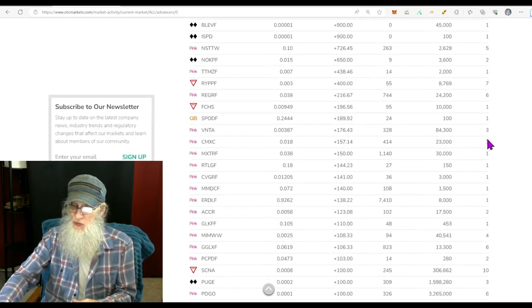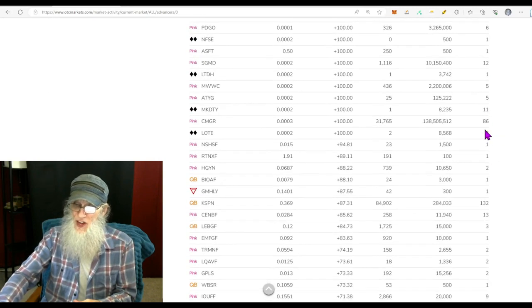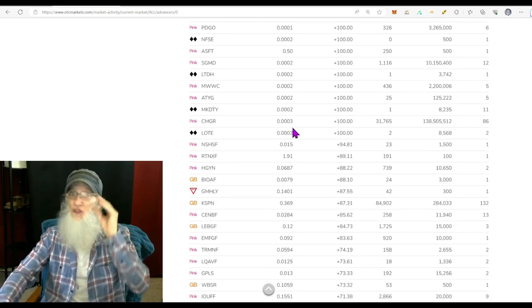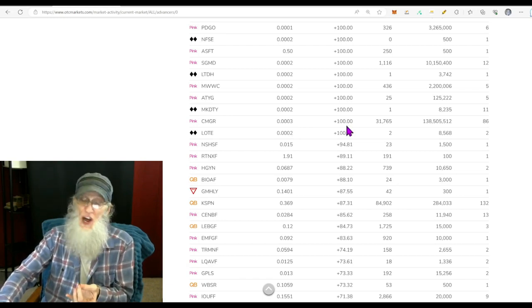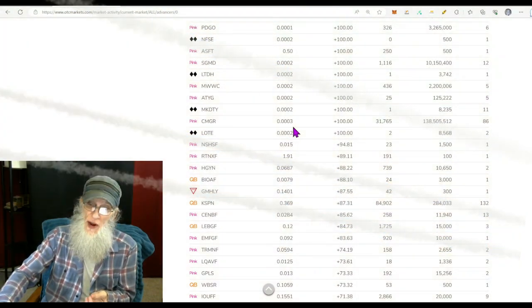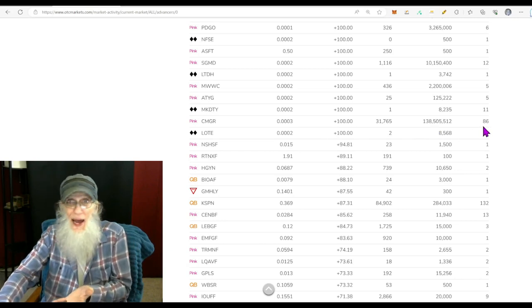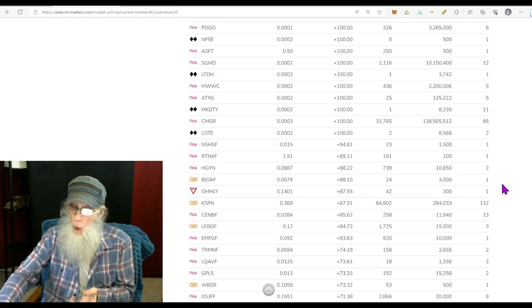There's that 23, a 10, oh, there's an 86. What's the price? 0003. I really am not interested in the 000 stocks because they don't move fast enough. You do get bounces. There's 100%. She moved from 0015 to 0003. It's not a very big move, and it was a ton of shares. And we had 86 trades. Could be 86 people.